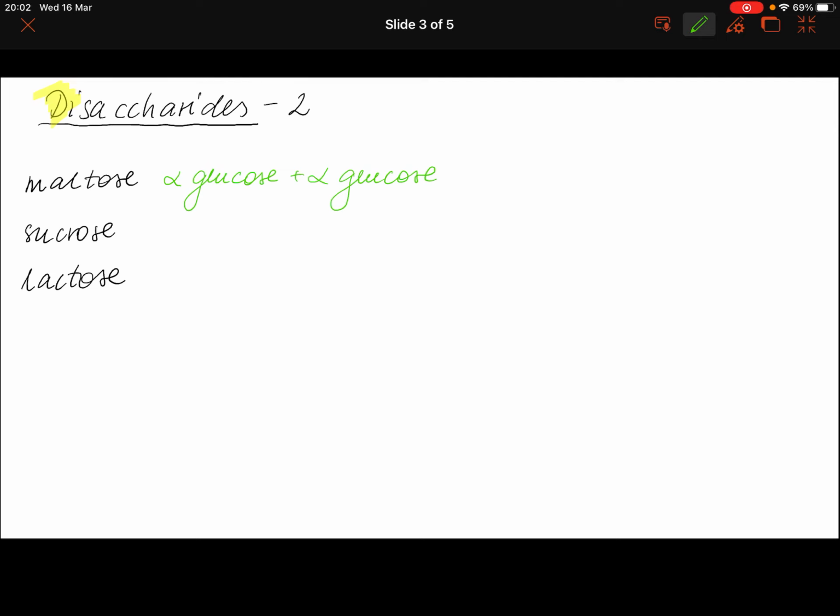Sucrose is formed by the condensation reaction of glucose and fructose. And finally, lactose is made by the condensation reaction of glucose and galactose. So what we obviously need to understand is the general formula of those disaccharides.